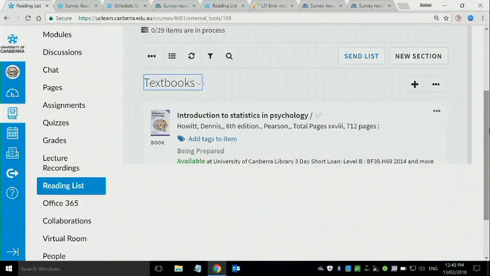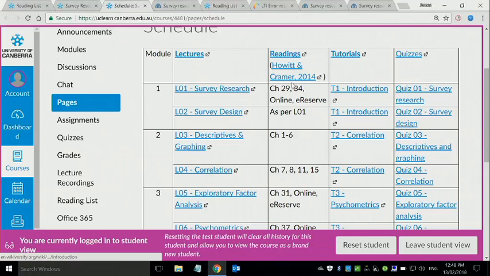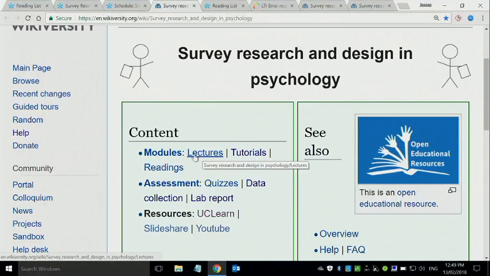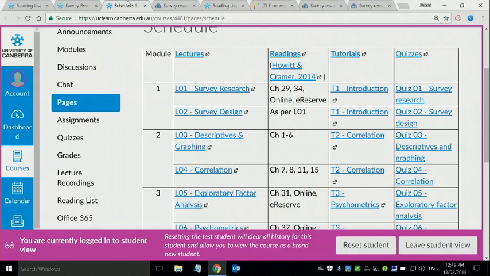I've cited those in the lectures, and I've given readings on the schedule. These chapter numbers refer to the Howitt and Cramer Intro to Stats in Psych. However, I've also listed additional readings which are on the reading list or are freely available online. So the place to find the definitive set of readings for a lecture is to go into the lecture from the schedule here. If we go to lecture 1.